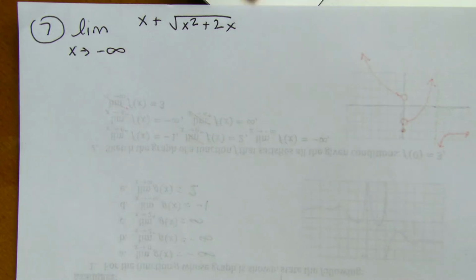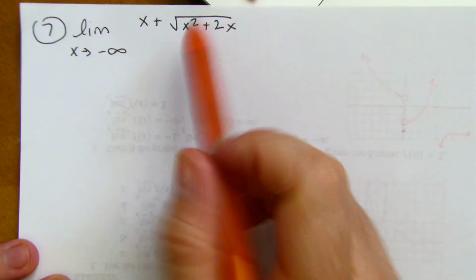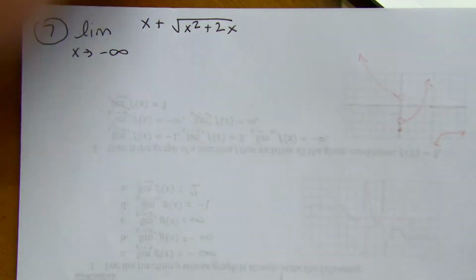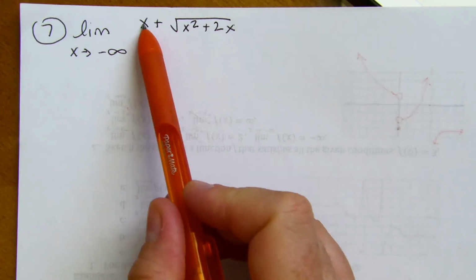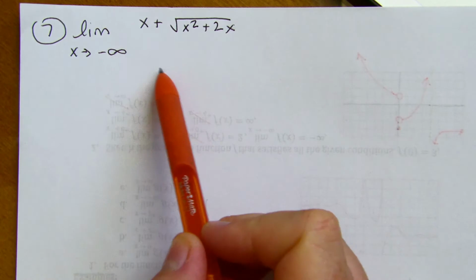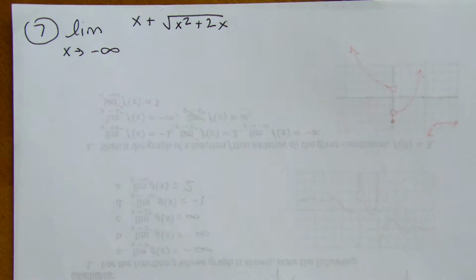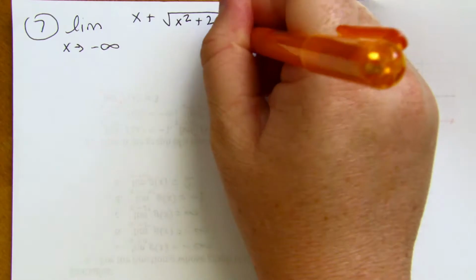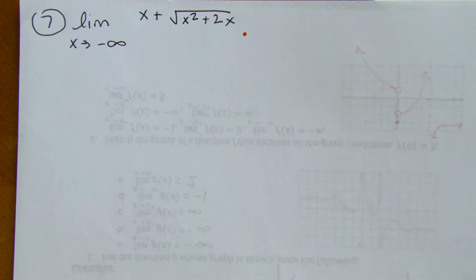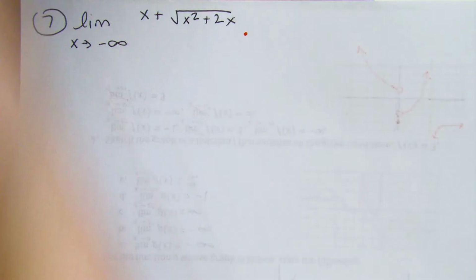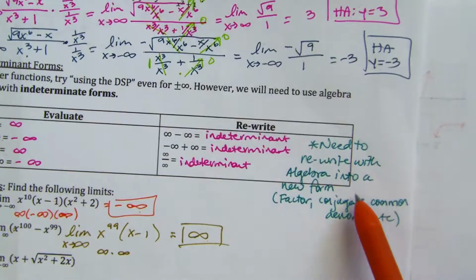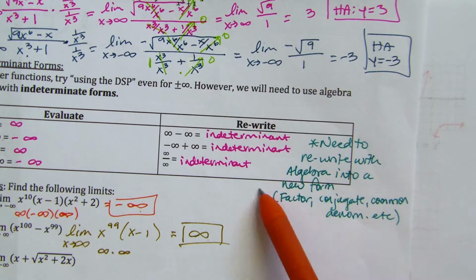for x plus the square root of x squared plus 2x. And like we talked about in the previous video, really what's going on here is that we have a function where if I plug in negative infinity, I have negative infinity plus infinity. And so we need to figure out a way to use some algebra to rewrite this. Now, what I suggested on the previous page under the rewrite section here is we want to either factor, use the conjugate, or create a common denominator.